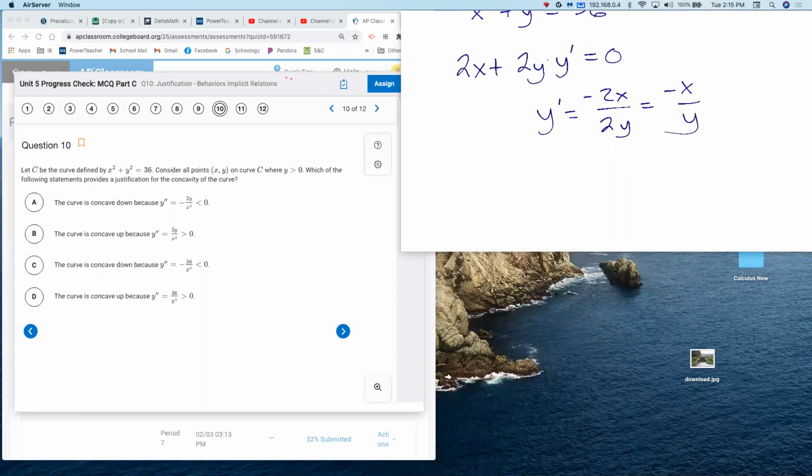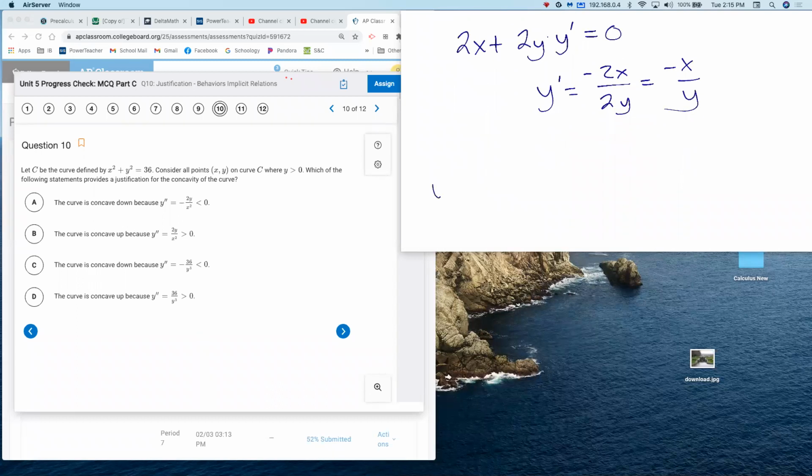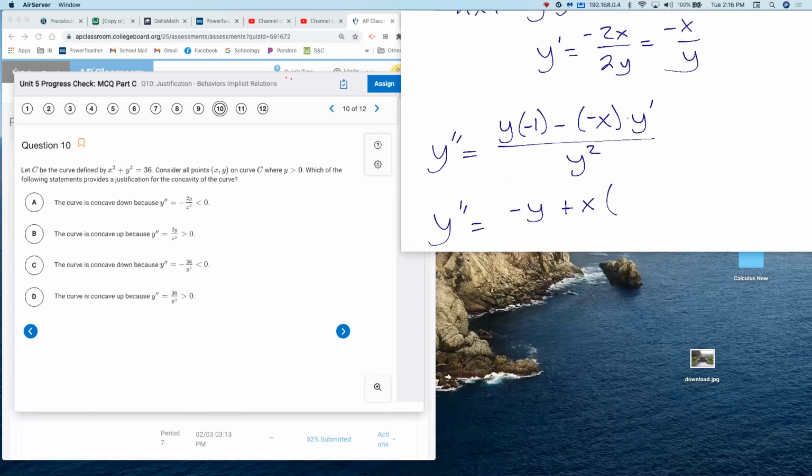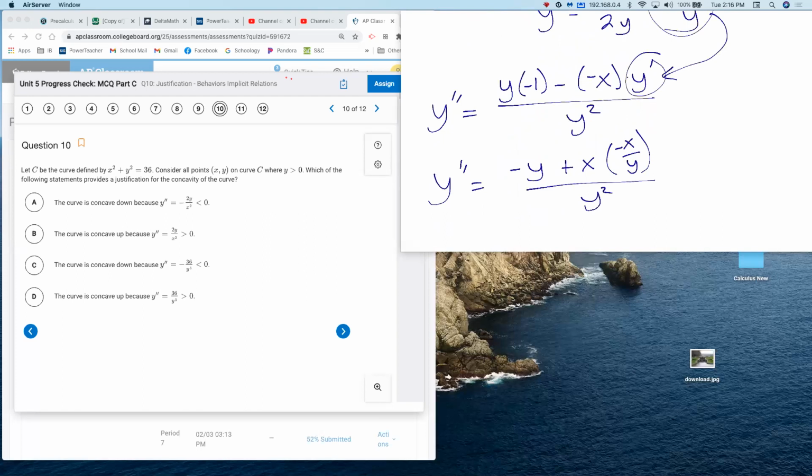So then the second derivative, because we're talking about concavity, we're going to have to use the quotient rule on this. So the low times the derivative of the top minus the top times the derivative of the bottom over the bottom squared. So now if I keep on going, I got negative y plus x times, notice this is negative x over y, because that's what y prime is. So we can put that in there, divided by y squared. And then they're going to do some simplification to get it in terms of x or y.